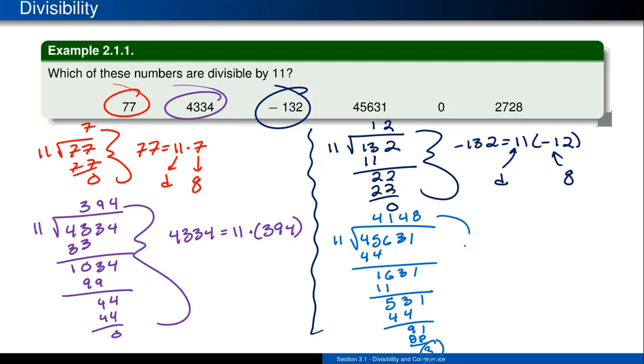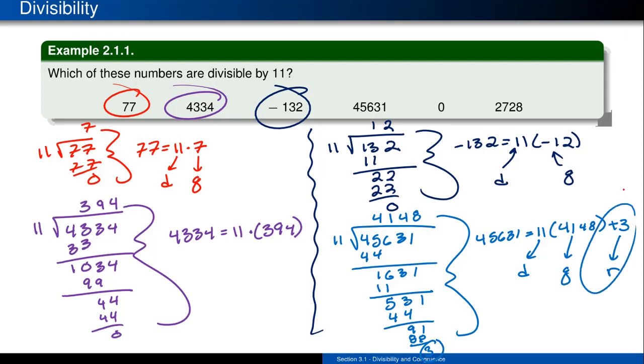So at some point in time, we're going to introduce what's referred to as the division algorithm. And what that's going to kick out is the idea that this number 45,631 can be represented as this divisor, this 11, multiplied by this quotient, which is 4,148, and then there's going to be plus this little remainder that occurs afterwards. So in this case, this is my divisor, this is my quotient, and that little 3 is going to be my remainder.